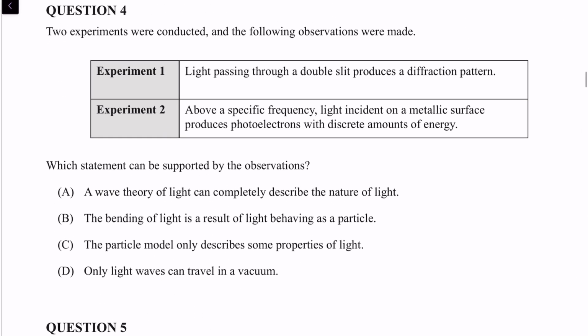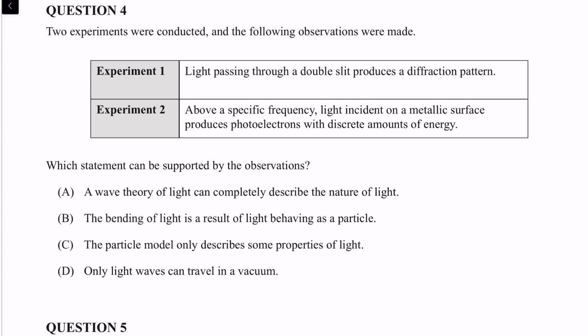Right, question 4. 2 experiments were conducted and the following observations were made. Experiment 1 is light passing through a double slit produces a diffraction pattern. Okay, so that's Young's double slit experiment. And experiment 2 is above a specific frequency, light incident on a metallic surface produces photoelectrons with discrete amounts of energy. Alright, so I forgot what the experiment was, but it obviously shows something different in terms of defining what light is.